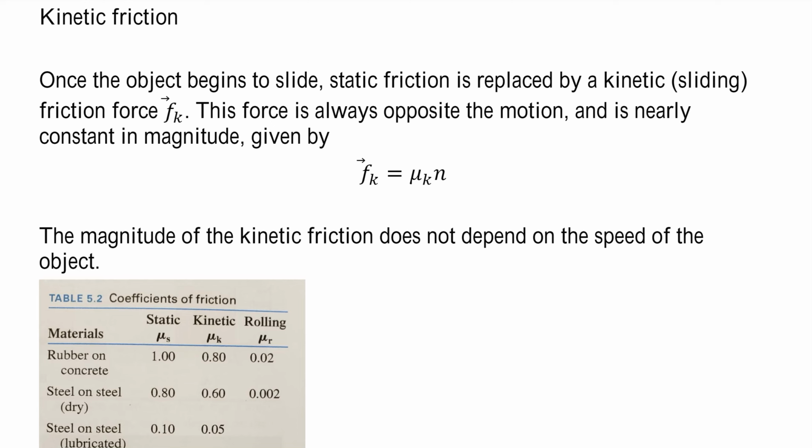That force is still always opposite the motion. So it's in the same direction as the static friction force, which is opposite the direction of motion. We are now in motion. It is going to be nearly constant in magnitude, and it is given by this equation right here, F sub K equals mu sub K times the normal force.